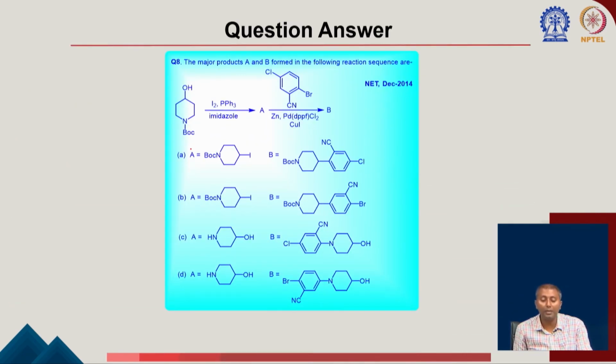Okay, the next problem here, you have an alcohol here, a secondary alcohol, you treated with iodine and PPh3 with a base. If you remember this reaction I covered in the class, it is the Appel reaction.